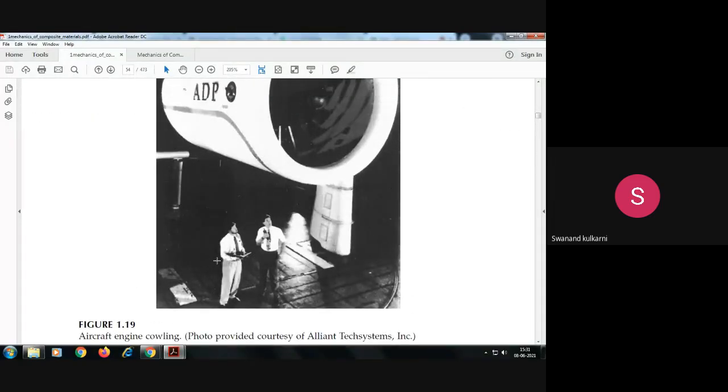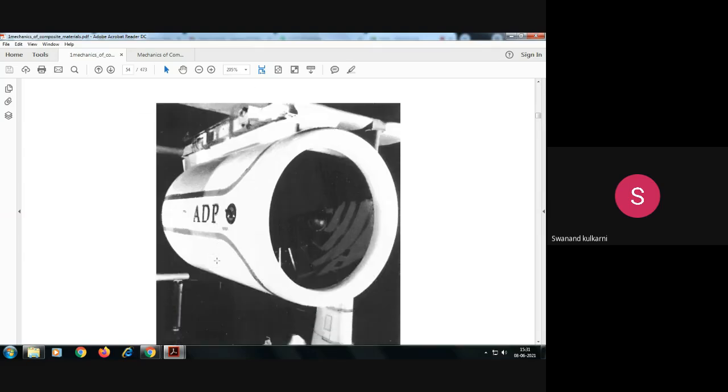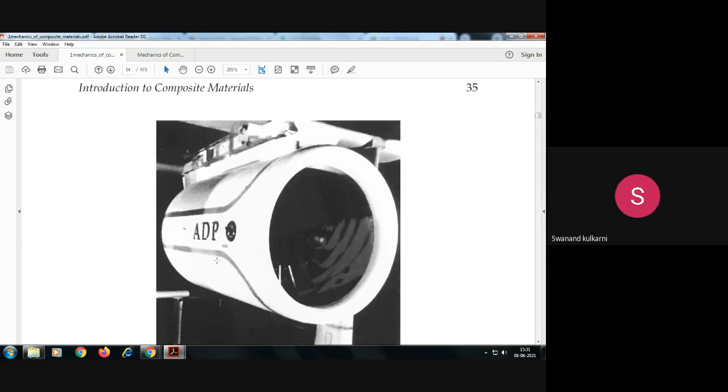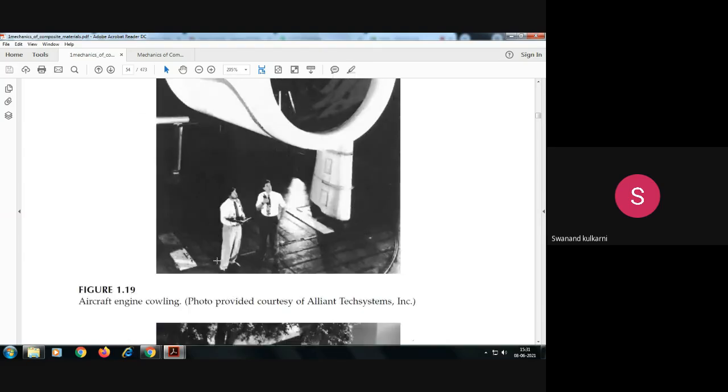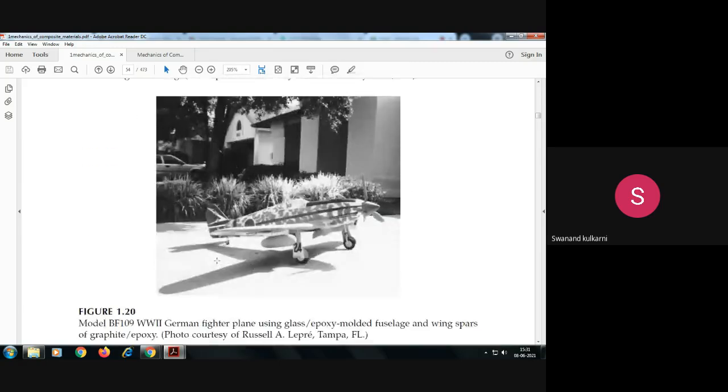Now here you can see one figure. This is aircraft engine cowling. This is okay. So this ADP, here it is written. This figure you can see here. That aircraft engine cowling.